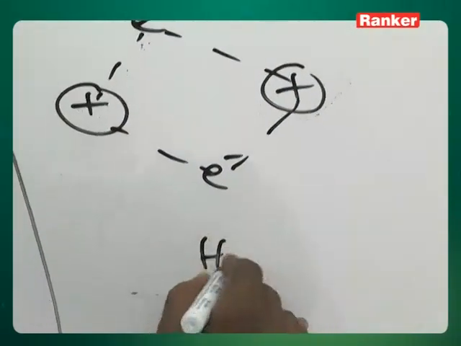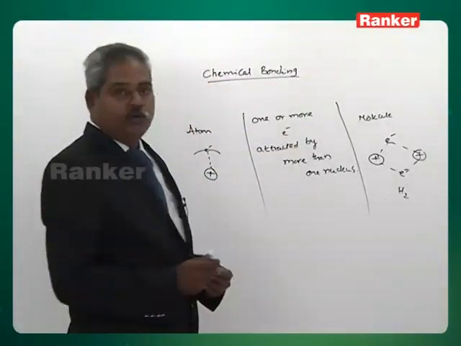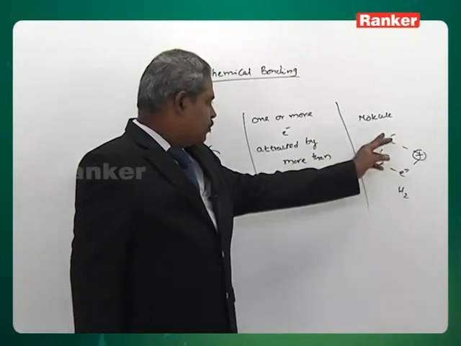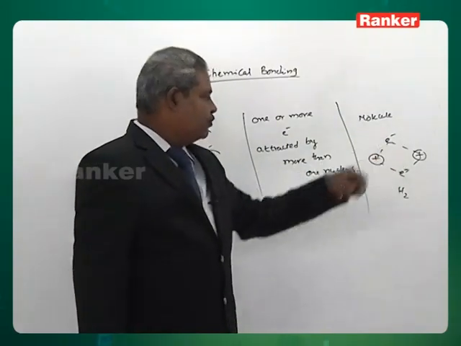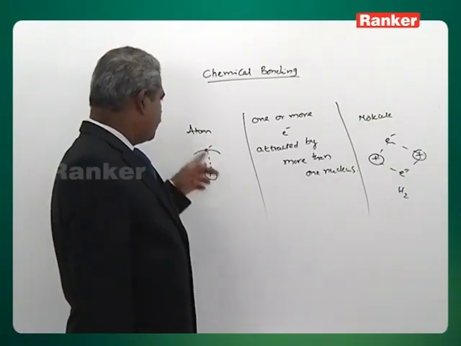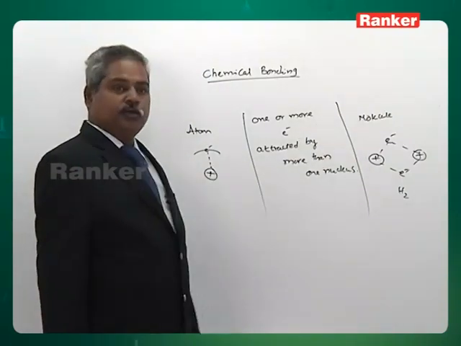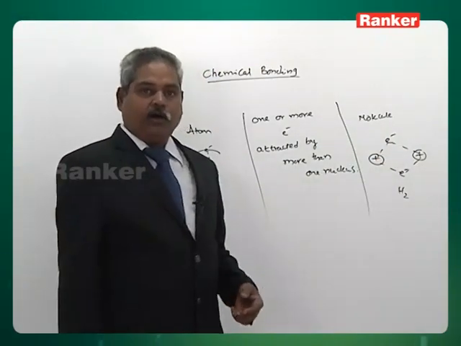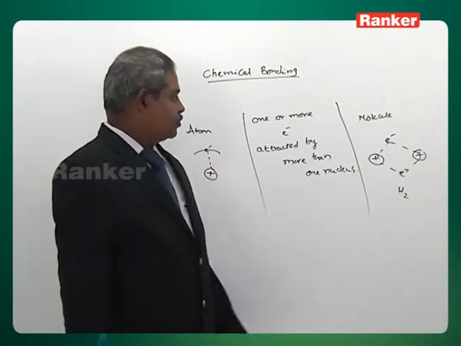In a hydrogen molecule H2, you have two nuclei and two electrons. Both the electrons are attracted by both the nuclei. Whereas in an atom, there is only one positive nucleus. Therefore, now you say these two hydrogens are bonded, or you can look at it that way also.